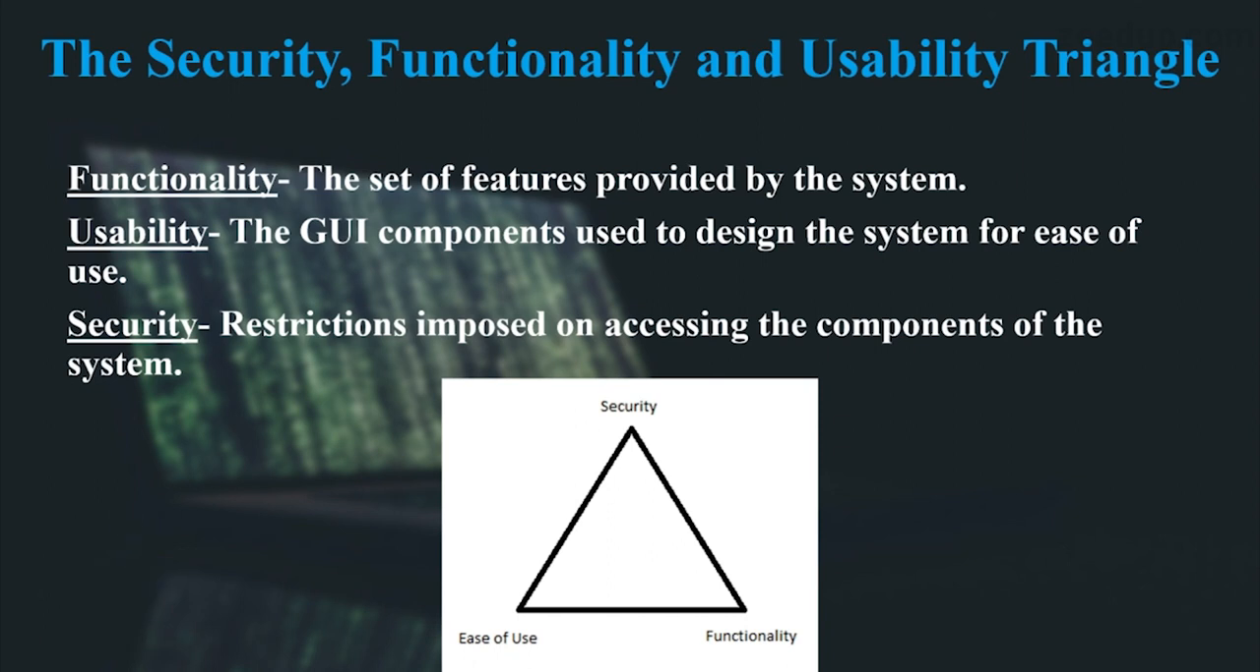The relationship between these three components is demonstrated by using a triangle, because an increase or decrease in any one of the components automatically affects the other two components. So if we want to increase the security, then we have to lose ease of use and functionality, and vice versa in all three cases.